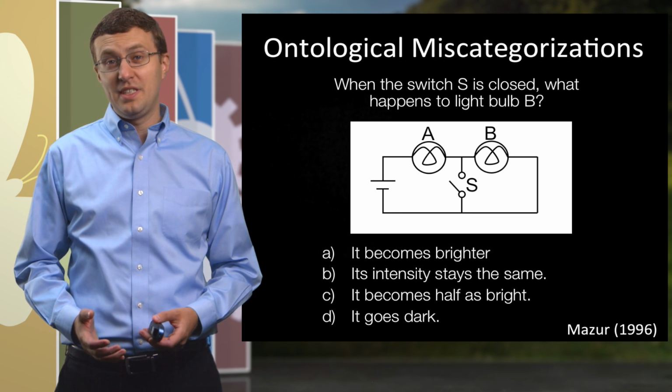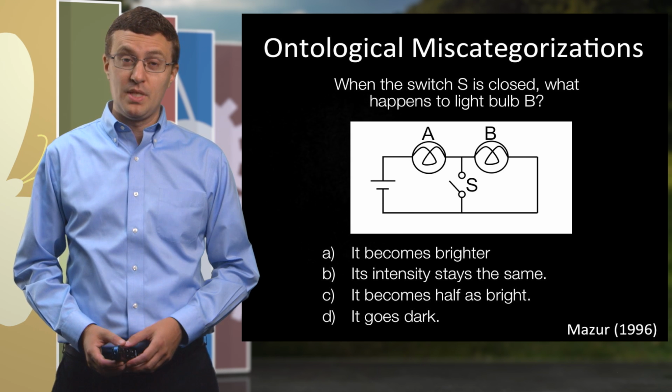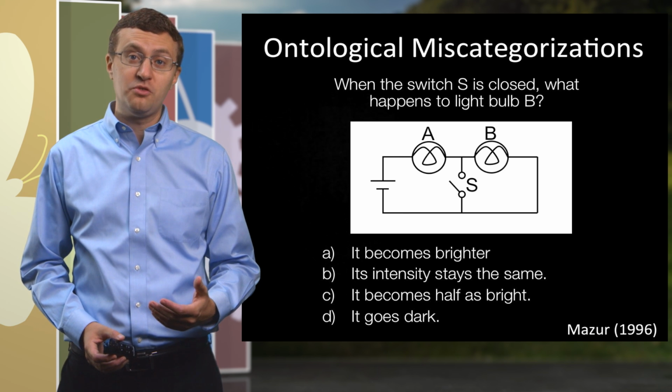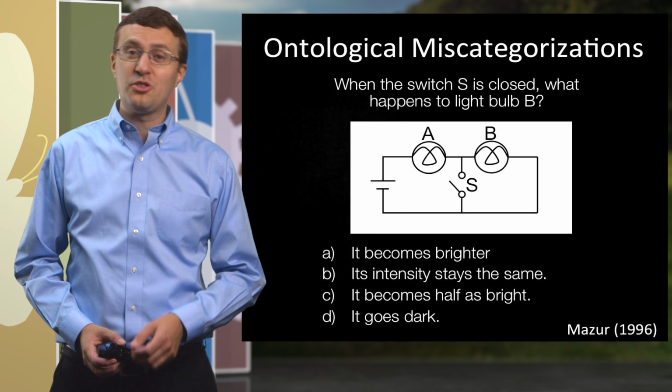If you thought of electricity as a fluid, then you might have said that light bulb B becomes half as bright. The argument goes that when you close the switch, half the electricity goes down the wire with the switch, leaving half for the wire with light bulb B. But that's not actually what happens.